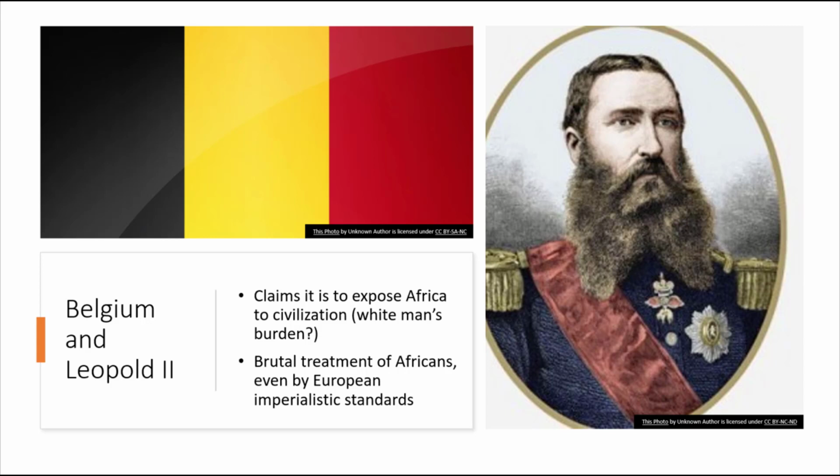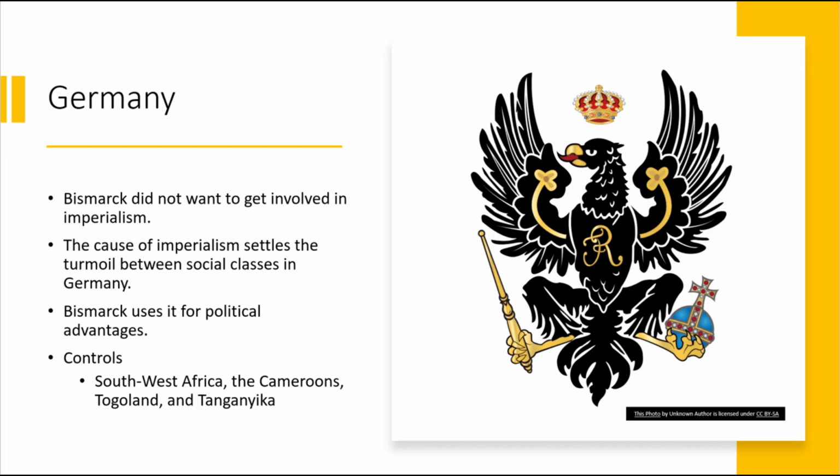Okay, so we're going to get into Germany as well. We're almost done here. Okay, Germany, that's the symbol of Prussia there on the right. We've already talked about how Bismarck doesn't want to get involved in imperialism, but we did talk about why they end up getting involved in imperialism, because it basically unites the social classes that were starting to get at each other's throats. So obviously he does it for political advantages.